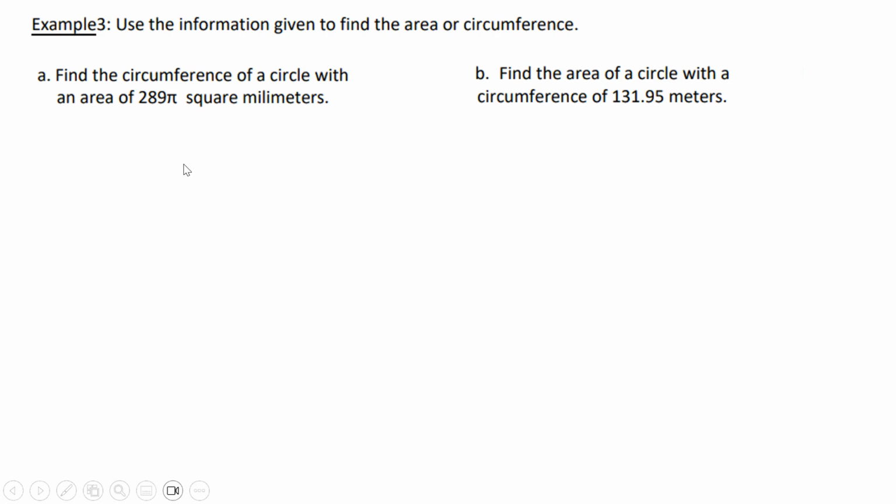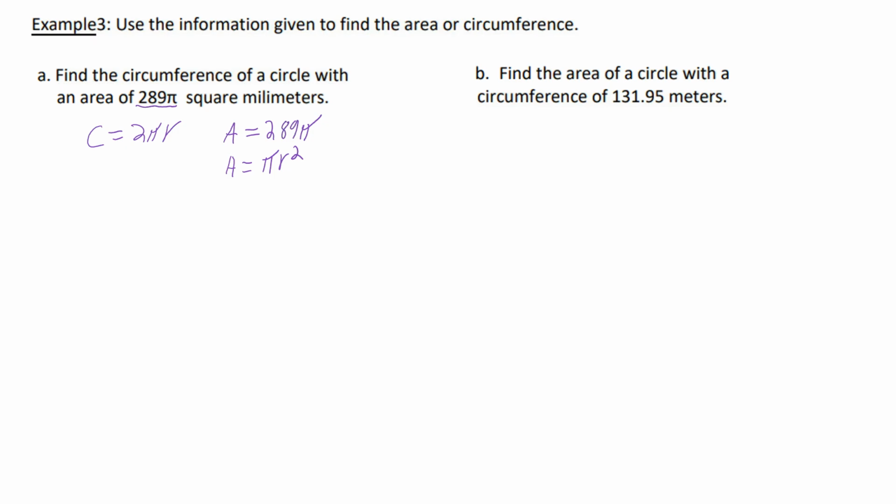Okay, on to the next. Let's look at A. So it says find the circumference of a circle with an area of 289 pi. So we want the circumference. Circumference is 2 pi r. They give us an area of 289 pi, and we know that the area is pi r squared. Okay, so big picture wise, all they want us to do is find the circumference of a circle.